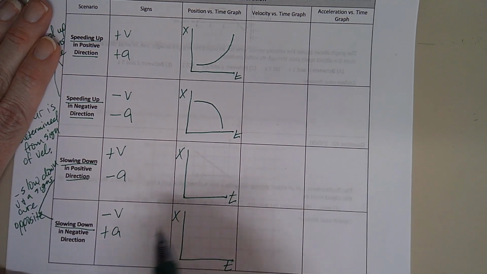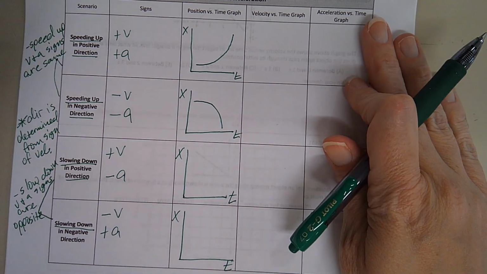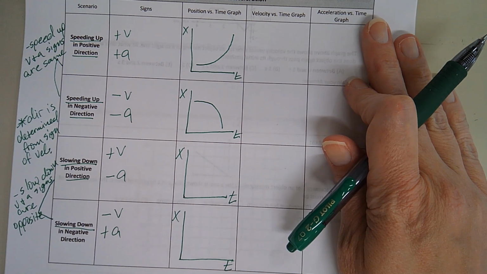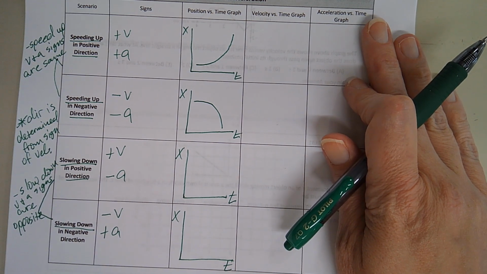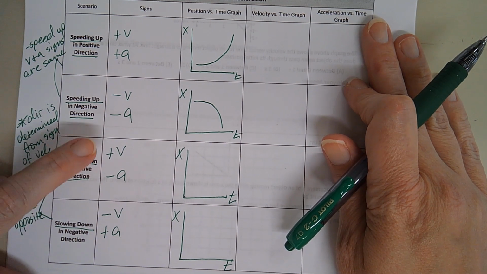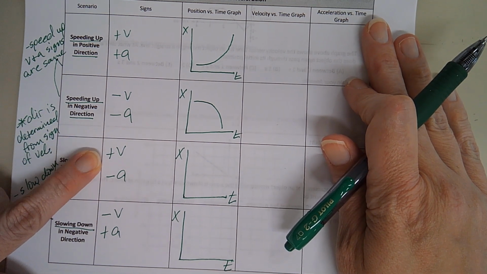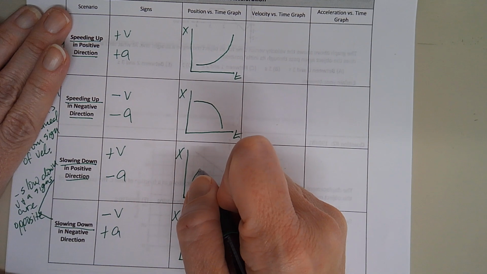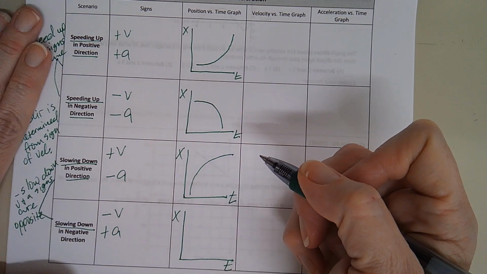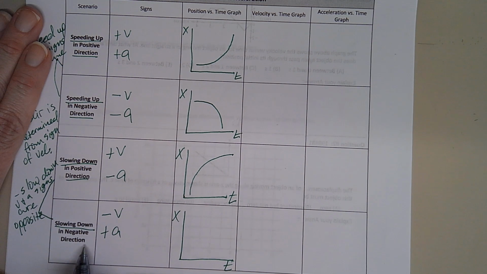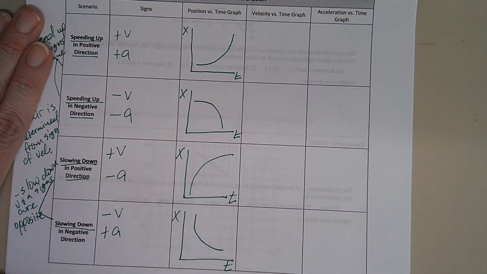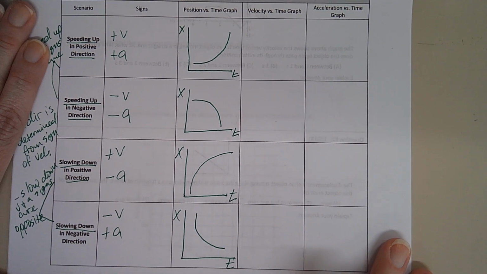Now, if something is slowing down, it's going to start at a high speed and then go to 0. So then you just have to determine which way it's going to go. If you're slowing down in a positive direction, that means my slope has to be positive. So it's going to go from steep to flat, but with a positive slope. Now, if I'm slowing down in a negative direction, it has to go from steep to flat, but with a negative slope. So those are all your position versus time graphs for each of these things.